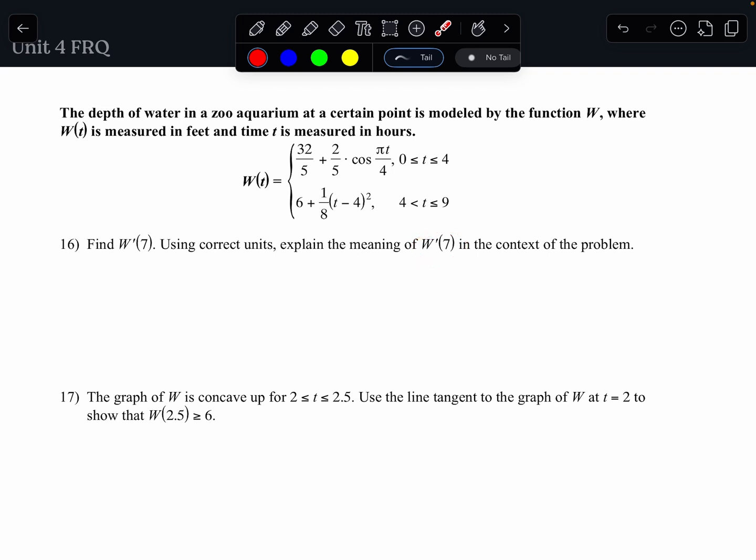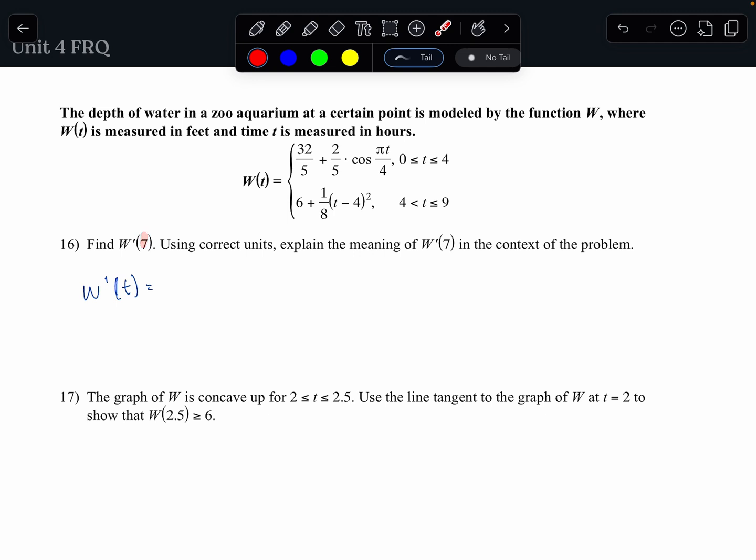So notice the value of x that we're taking the derivative of, and because we have two different parts of W, we're going to take the derivative of this part right here, because that's the part that 7 is in. 7 is in this part of its domain. And so when I take the derivative, I'll first just find W prime of t.